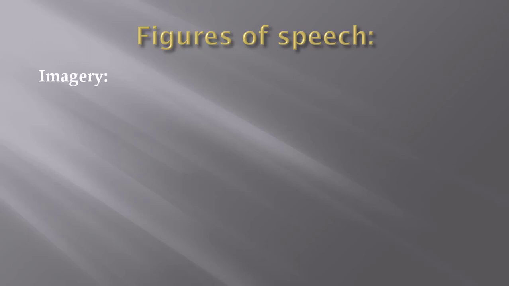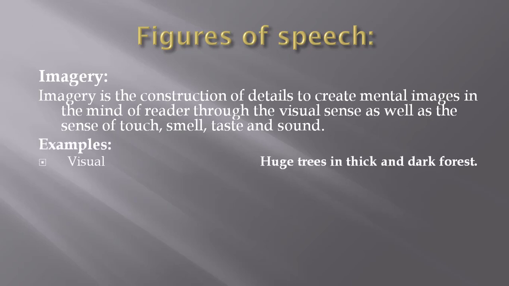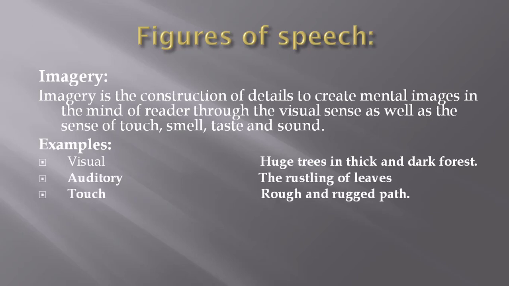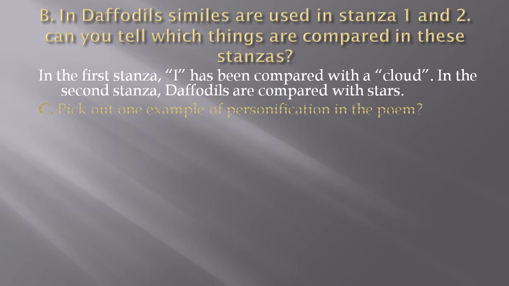Imagery. Imagery is the construction of details used to create mental images in the mind of the reader through the visual sense as well as the senses of touch, smell, taste and sound. Examples of visual, auditory, touch, smell, taste. In the first stanza, I has been compared with a cloud. In the second stanza, daffodils have been compared with stars.